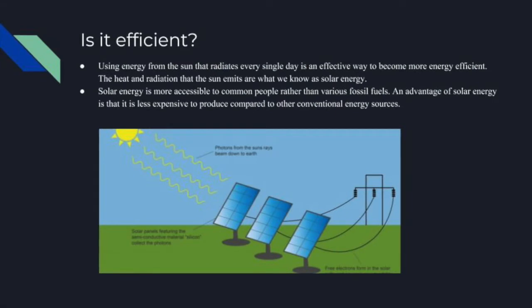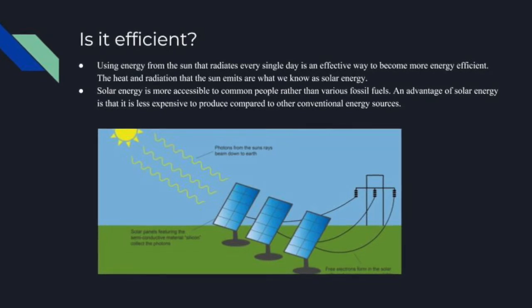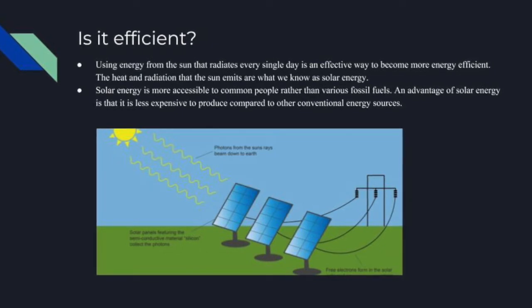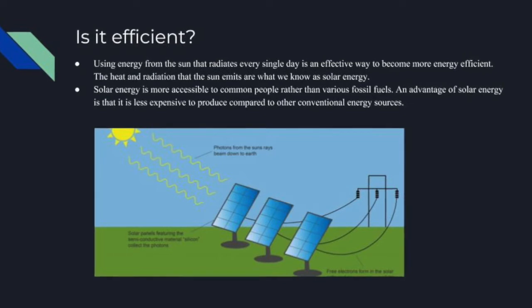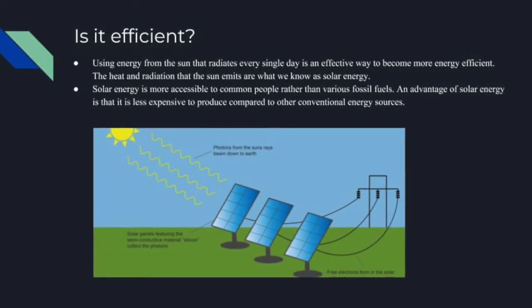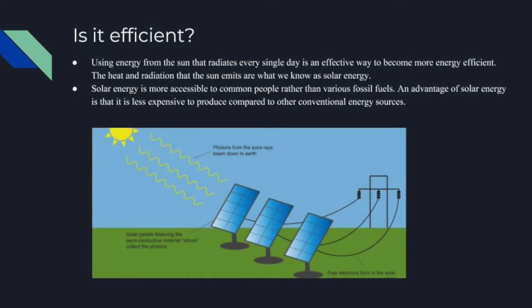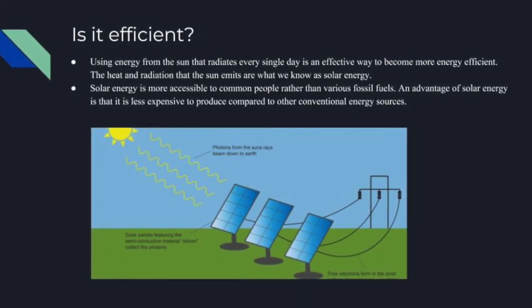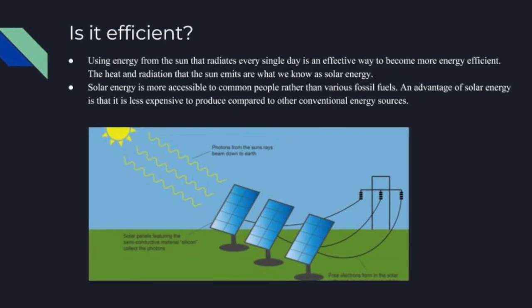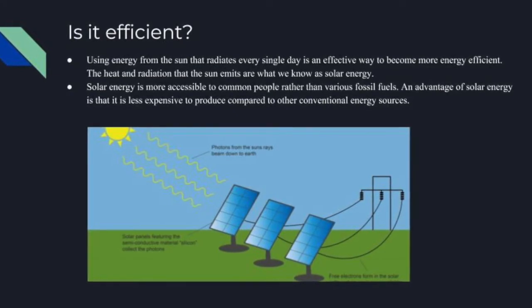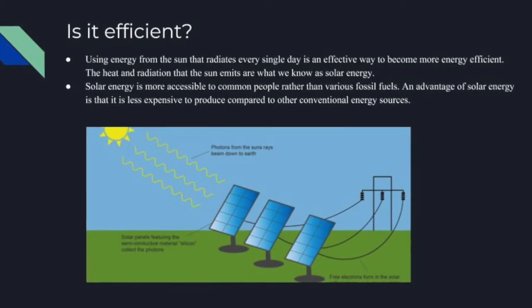So now I will be talking about solar cell efficiency. Are solar cells efficient? Well, in comparison to other products and materials, solar cells are considered more energy efficient than others. As you can see from this diagram, the sun radiates onto the solar panels, which therefore generates power. How this works will be explained later in this video. As of right now, using the sun, which radiates every single day, is an effective way to generate energy and be more efficient. The heat and radiation that the sun emits are what we know as solar energy.